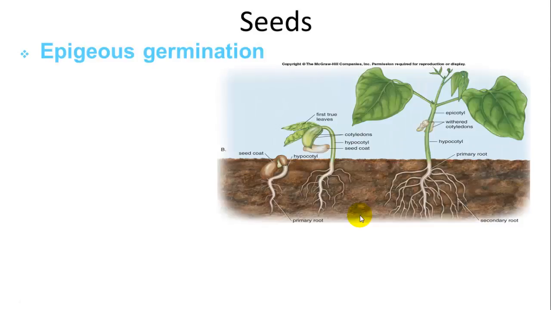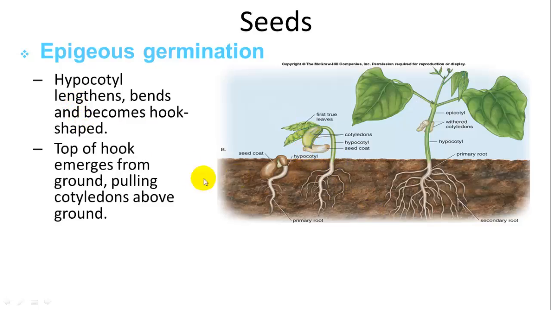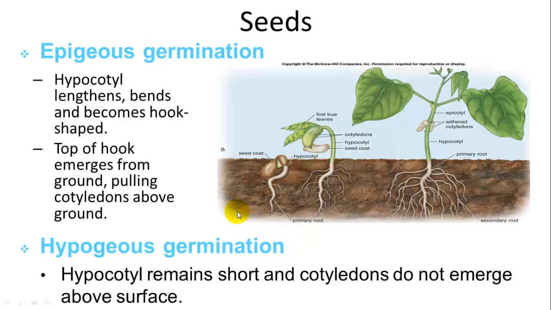All right, so in epigeal germination, the hypocotyl lengthens and becomes hook-shaped. So this is the hypocotyl here, and then the cotyledon is pulled above ground as it's hooked, and the radicle forms into the root. In hypogeal germination, the hypocotyl remains short and the cotyledons don't emerge above the surface, so they stay below.